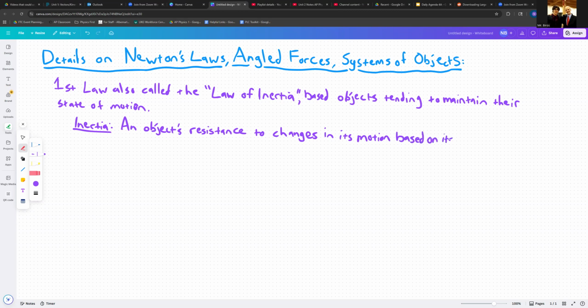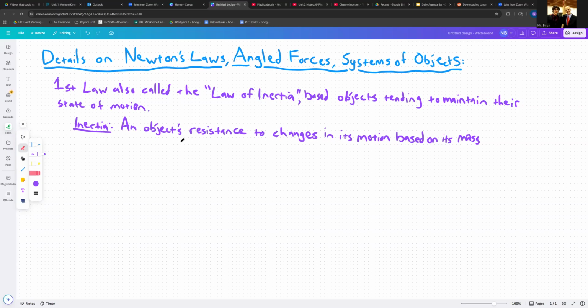All right, let's break this down and talk about it. What this means is that every object has resistance to changes in its motion. If something is sitting still, it's going to resist any attempts to move it and have it stop sitting still. This is a little different than the static friction we mentioned before. Static friction also resists changes in an object's motion, but even if an object were sitting on a frictionless surface, there would still be some natural resistance to changes in the motion of the object based on its mass.